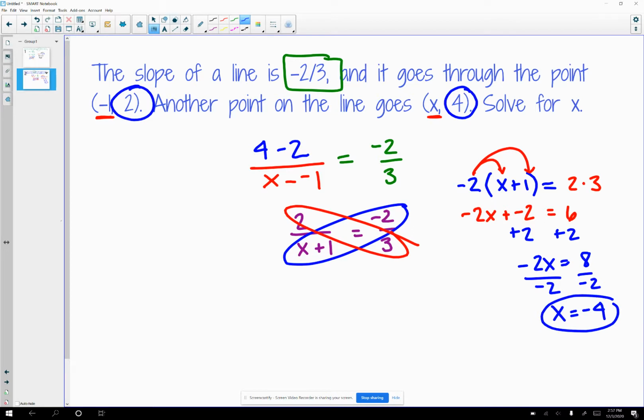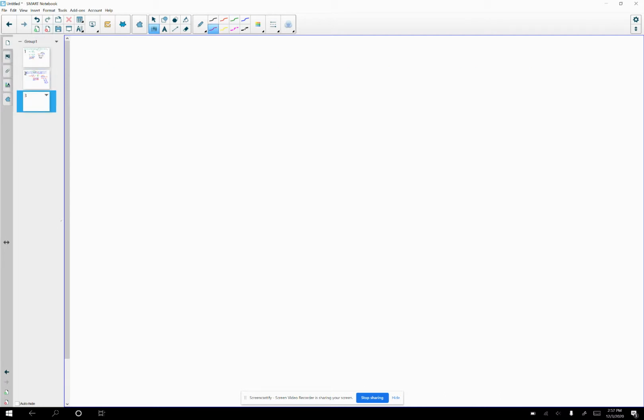So the important thing, of course, is how you set it up. Remember, y's over x's, and set it equal to the slope that you're given. So one more refresher for you for the equation: difference in y's over difference in x's, and it doesn't matter which goes first.